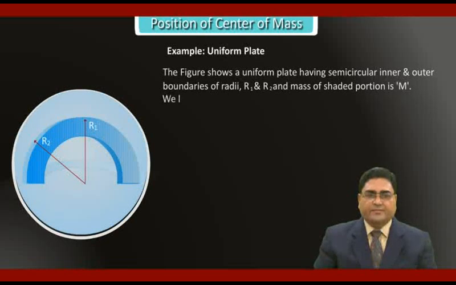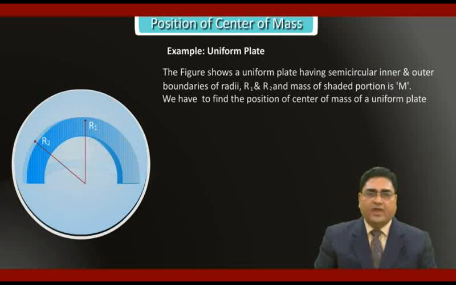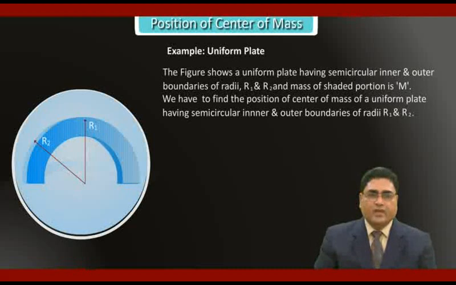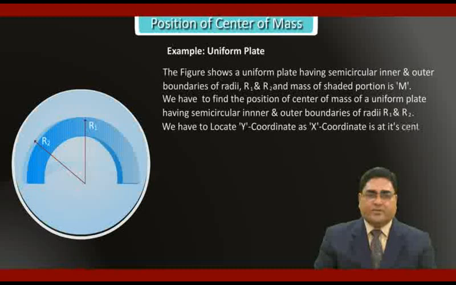We have to find the position of center of mass of a uniform plate having semicircular inner and outer boundaries of radii R1 and R2. Let us assume that the mass of the shaded portion is capital M. We have to locate the y coordinate because the plate is symmetrical, so the x coordinate will be located at its center of symmetry.